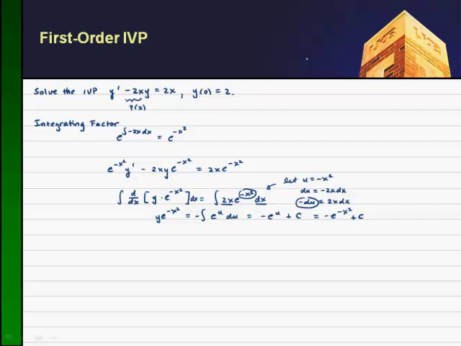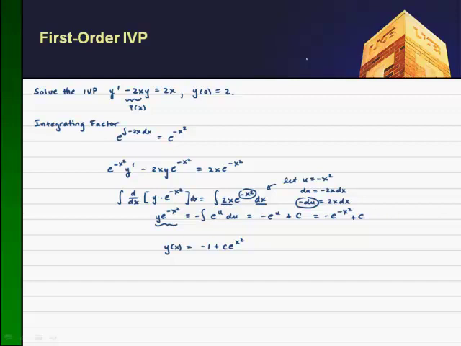Now let's divide everything through, because remember I still want to get this y by itself, so I want to divide everything through by e to the minus x squared, or I could multiply both sides by e to the positive x squared. I get y of x equals minus 1 plus ce to the positive x squared.